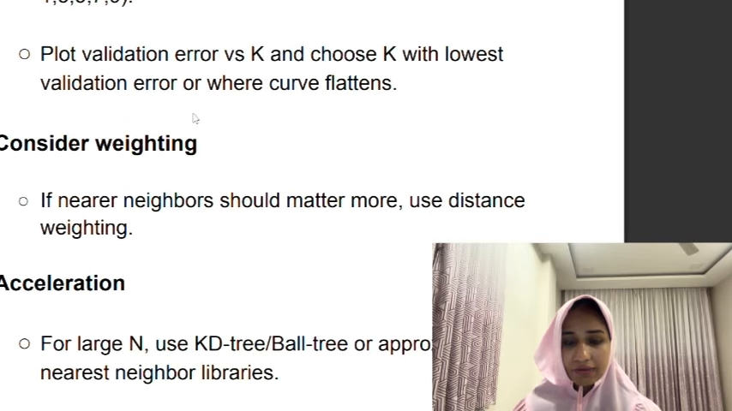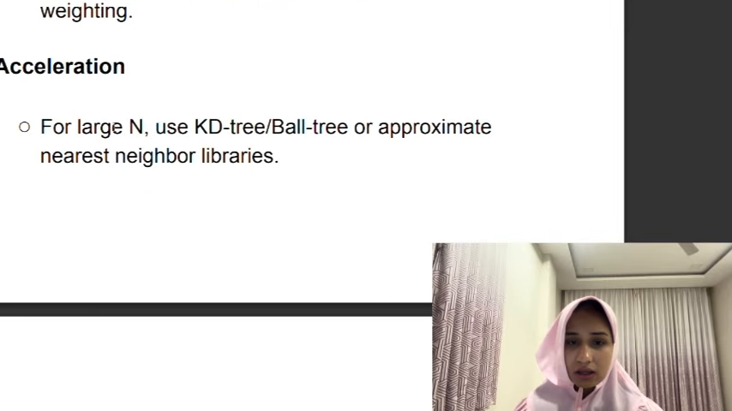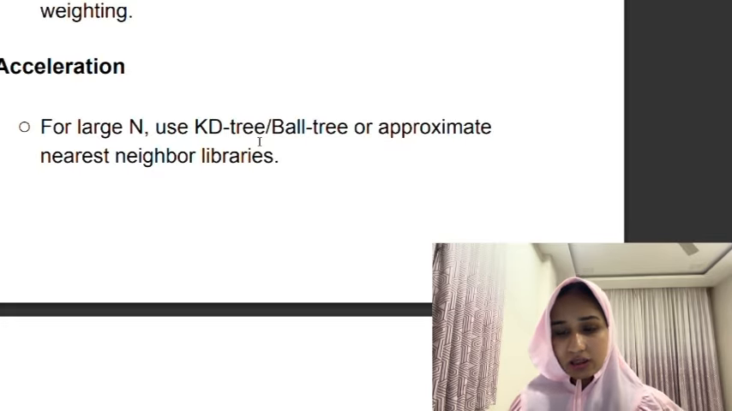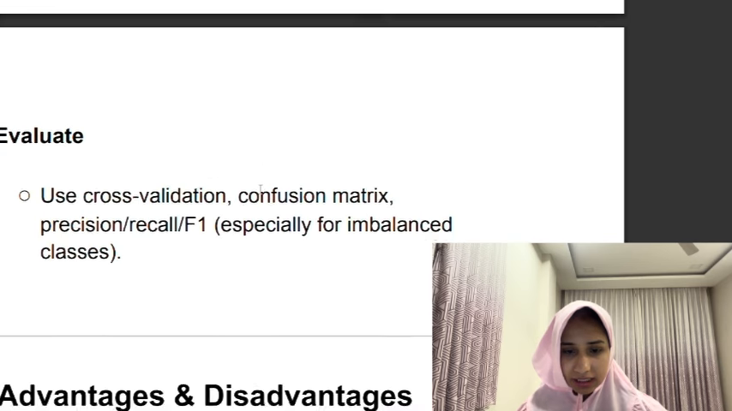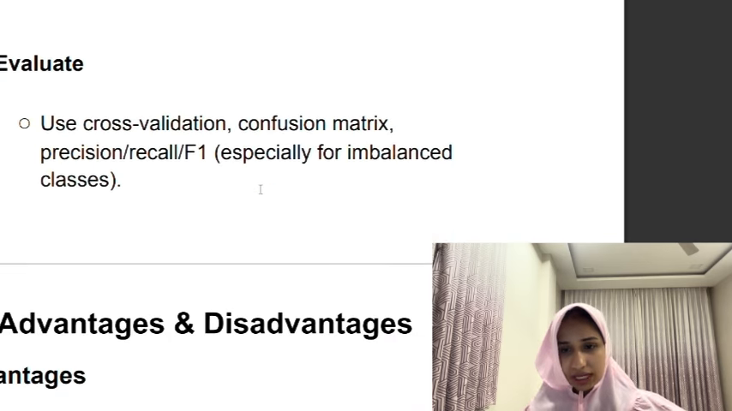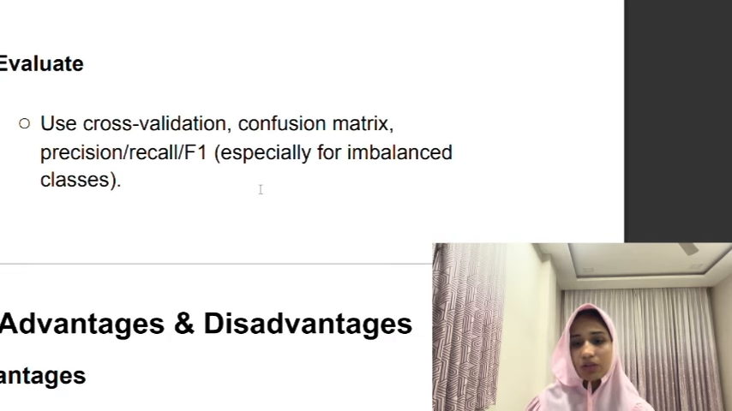Consider weighting. If nearer neighbors should matter more, use distance weighting. Acceleration: for large N, use KD tree, ball tree or approximate nearest neighbor libraries. Evaluate: use cross validation, confusion matrix, precision, recall and F1.